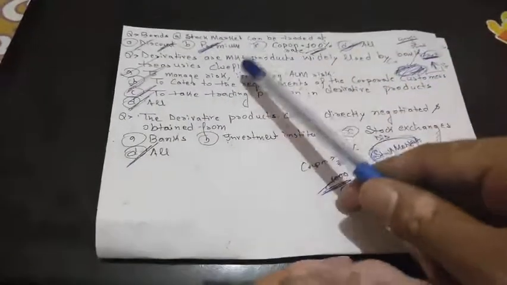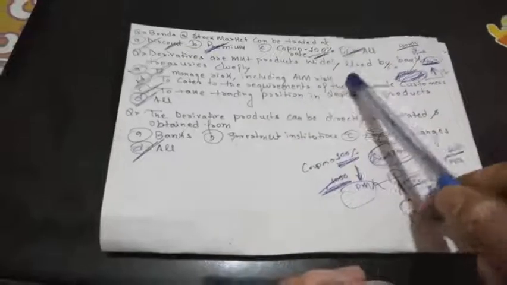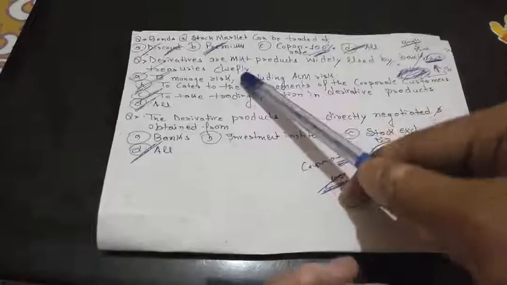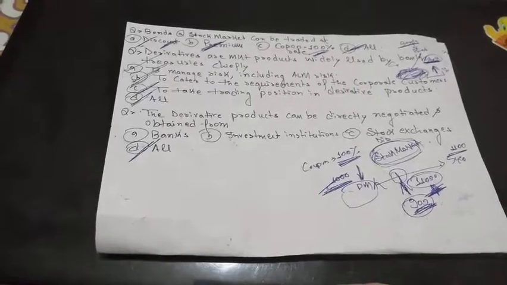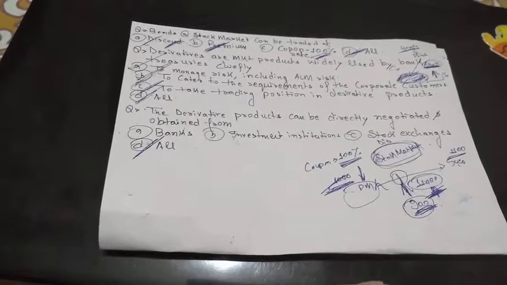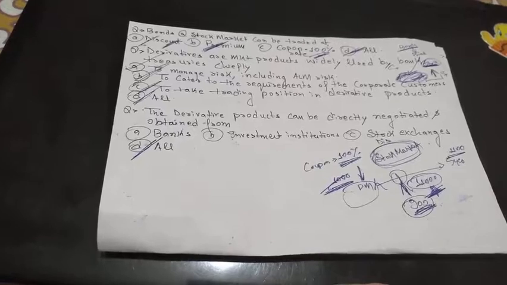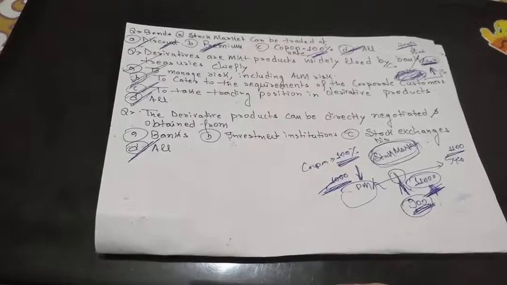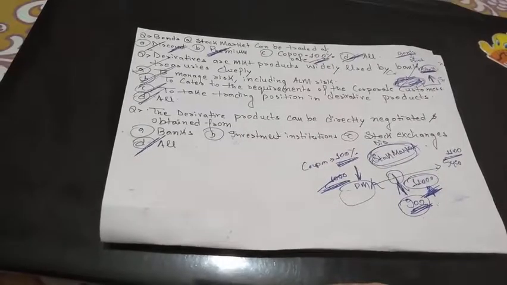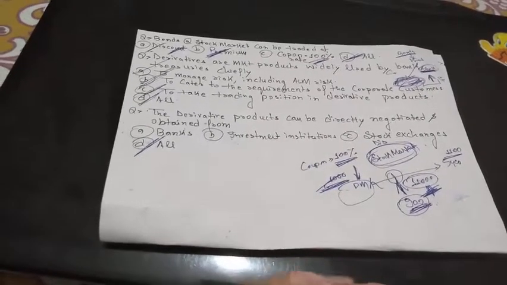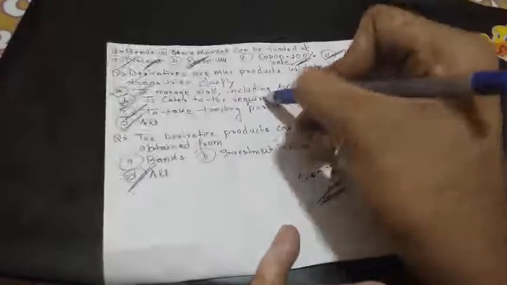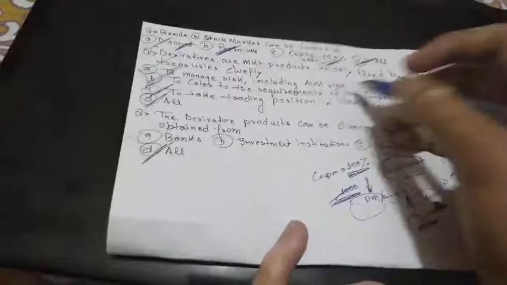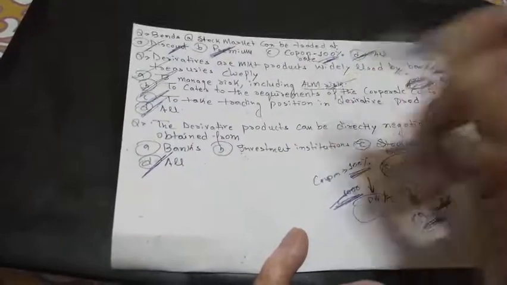Next question: derivatives are market products widely used by bank treasuries chiefly. As we discussed, derivatives are nothing but a way to protect ourselves from future fluctuations, volatility or sensitivity. So derivative products can be swaps, futures, forwards, hedging, etc. Derivatives are widely used to manage risk, yes, it is all about managing risk, including ALM risk.